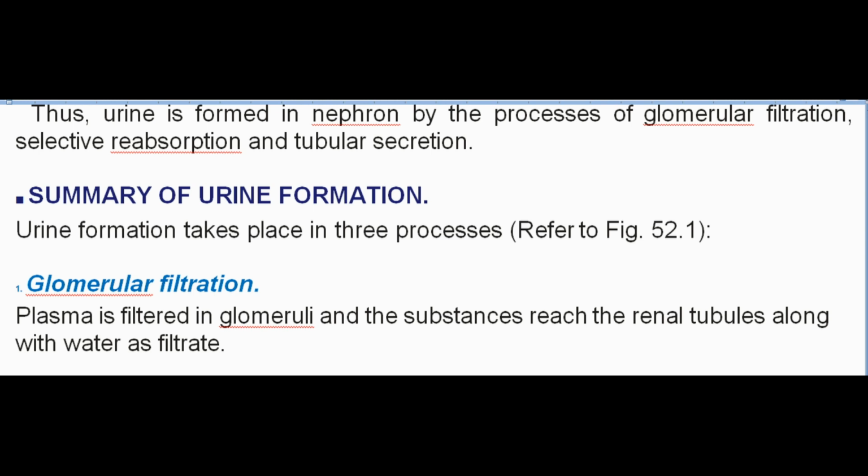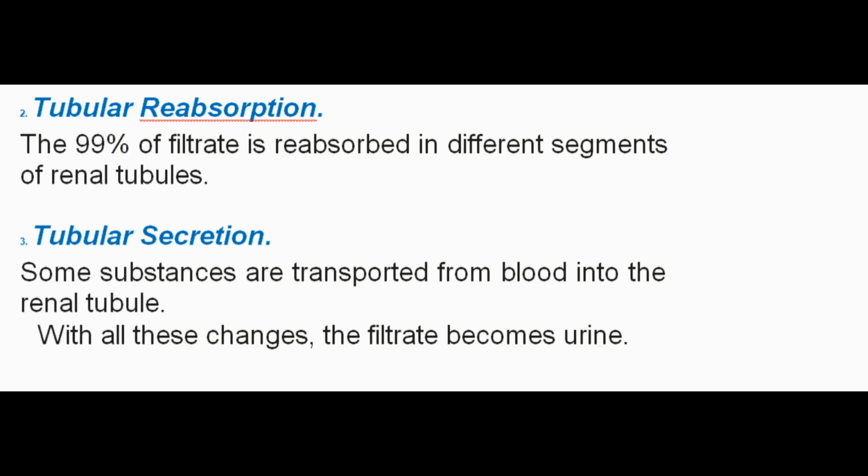Summary of urine formation. Urine formation takes place in three processes, refer to Fig 52.1. Glomerular filtration: plasma is filtered in glomeruli and the substances reach the renal tubules along with water as filtrate. Tubular reabsorption: 99% of filtrate is reabsorbed in different segments of renal tubules. Tubular secretion: some substances are transported from blood into the renal tubule. With all these changes, the filtrate becomes urine.